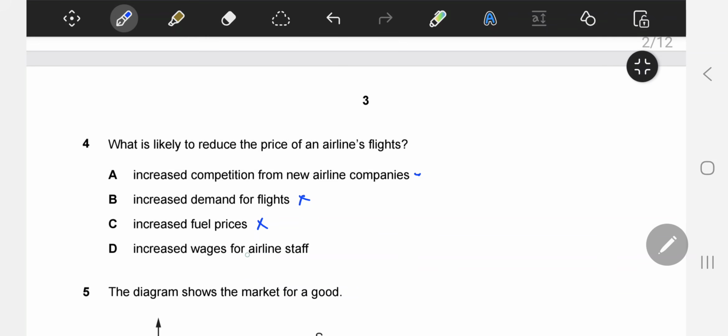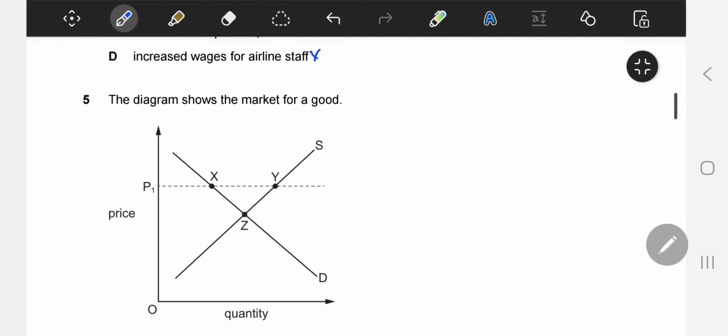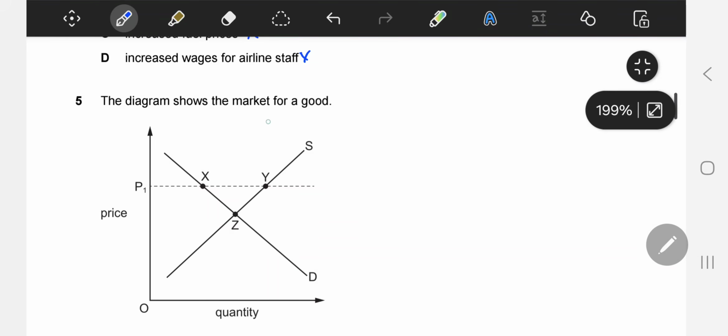Increased wages for airline staff. Again, this is an increase in a factor of production, which is going to shift supply curve to the left and increase the prices. So the correct answer here would be A. All right, let's try question 5. Question 5. The diagram shows the market for a good. Okay, so it's a market.